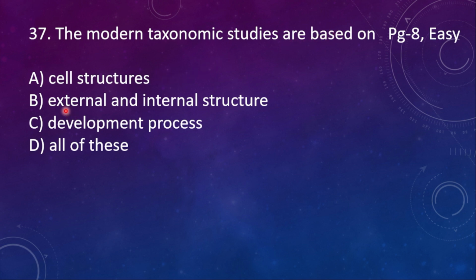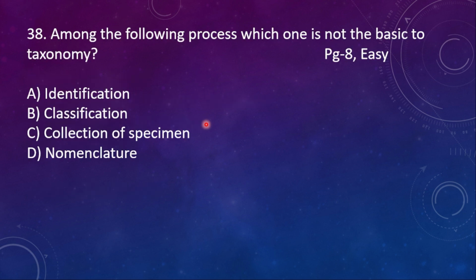Question number 37. The modern taxonomic studies are based on cell structure, external and internal structure, and development processes. So all of these three are needed for the taxonomic studies. So the answer is all of these.